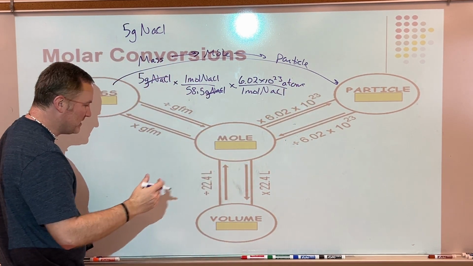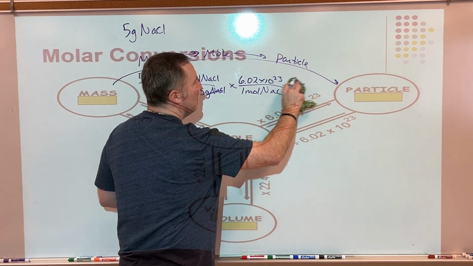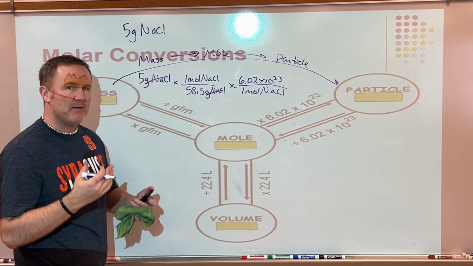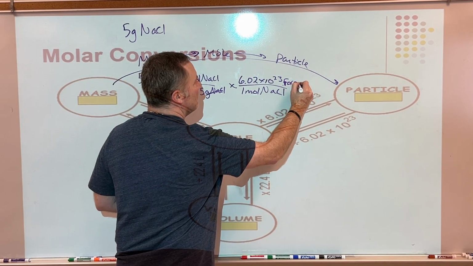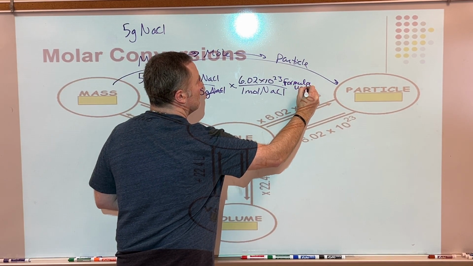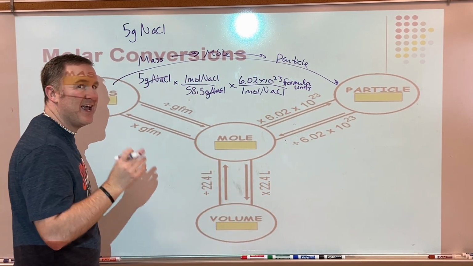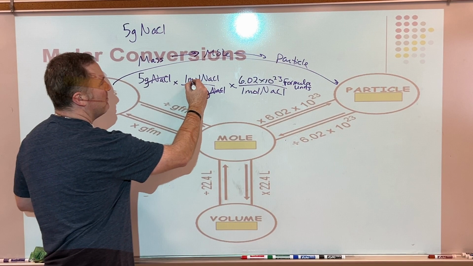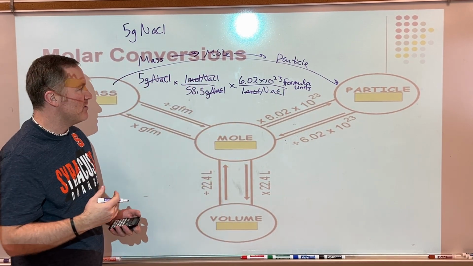atoms. Now, in this case, we know it's atoms, but I mentioned earlier in the video, particles could also mean molecules or formula units. If we're talking about salt, we're talking about formula units. So there is 6.02 times 10 to the 23rd NaCl units in here. My moles of salt cancel. We can ignore the ones, they're not going to change anything with our math.